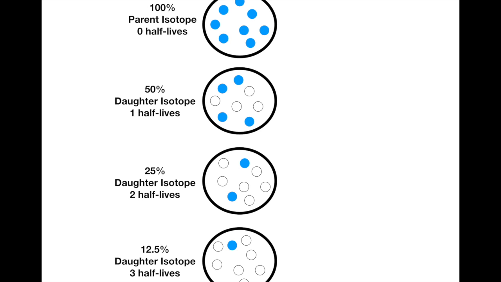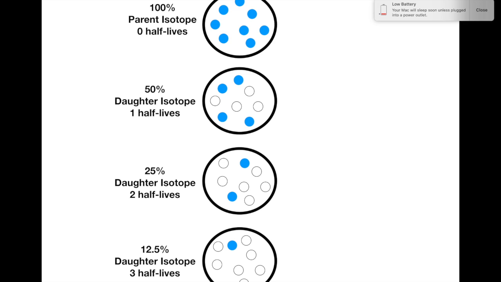All right, let's talk about this a little bit more in depth. This is a picture of some isotopes. We have our top isotope, which is 100%. It is 0 half-lives in our isotope. We have 50% is the daughter. Notice that there are 8 circles in your first circle. In the second circle, 4 are colored in and 4 are not. That is 50%. That represents 1 half-life being passed.